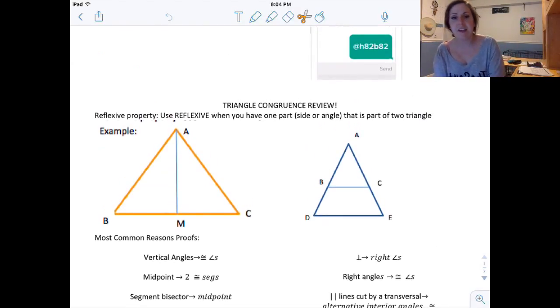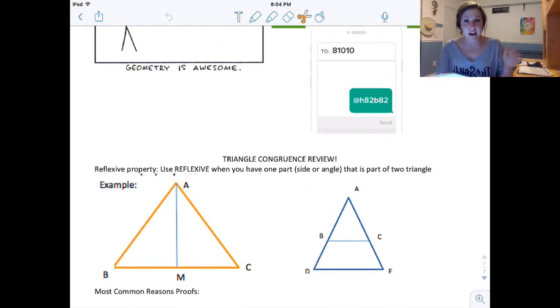It's something that, again, seems kind of obvious, saying something equals itself, but I want to make sure we're clear on that before we jump any further into triangle proofs, because reflexive property is going to be important for us. So, reflexive property we're going to use when you have one part, a side or an angle, that is part of 2 triangles at one time.